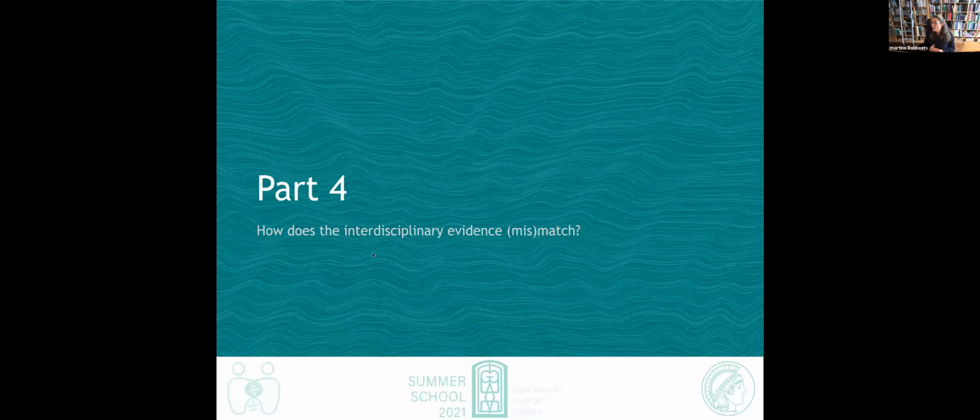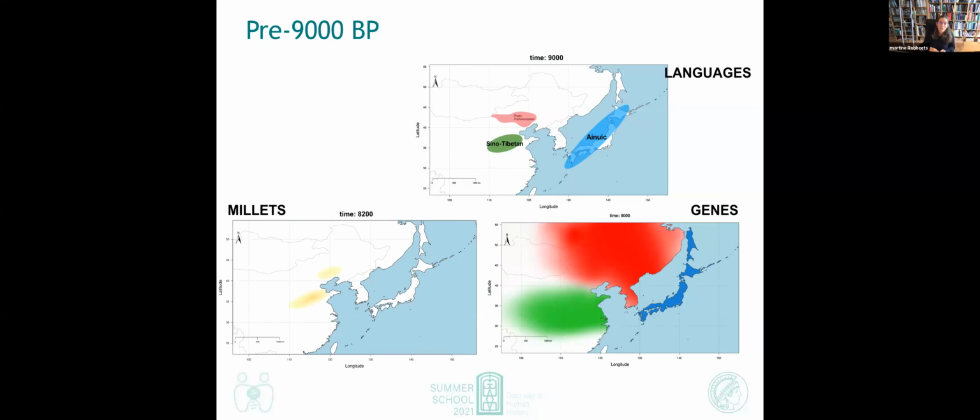So this brings us to part 4. How does the interdisciplinary evidence match or mismatch? Just in a nutshell, the situation before 9000 BP was such that in the West Liao River area we found the Proto-Trans-Eurasian family, and in the Yellow River area we find a Sino-Tibetan language family.